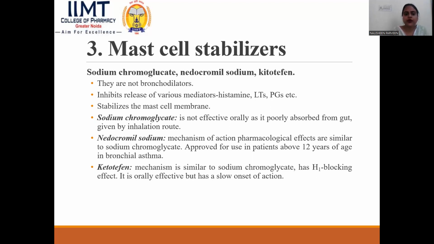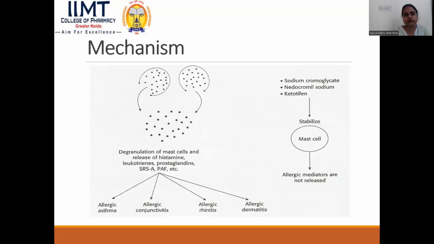Next example, nedocromil sodium. Mechanism of action and pharmacological effects are similar to sodium cromoglycate. Approved for use in patients above 12 years of age in bronchial asthma. Ketotifen's mechanism is similar to sodium cromoglycate, and it has an H1 blocking effect. It is orally effective but has a slow onset of action.